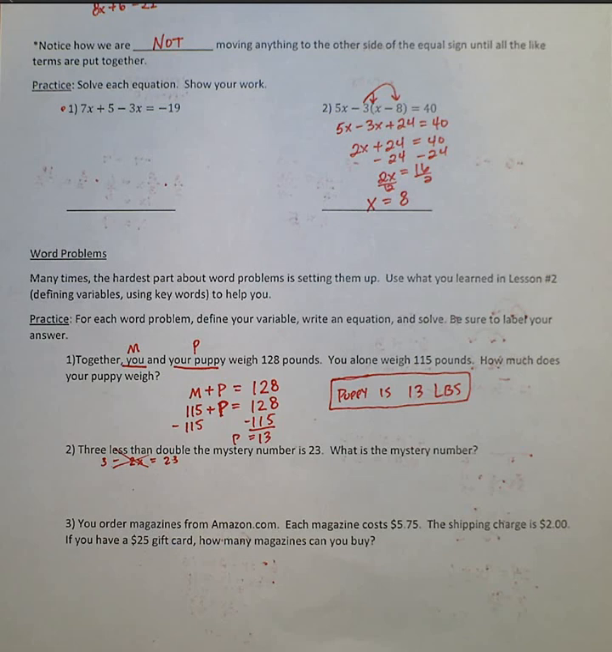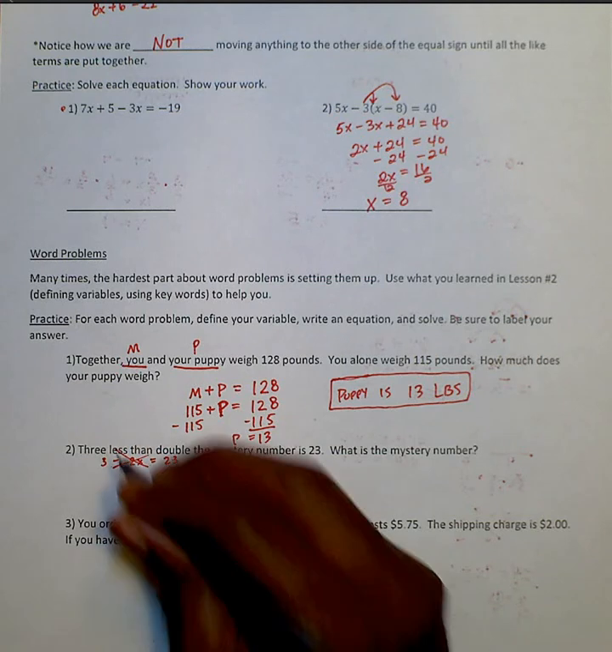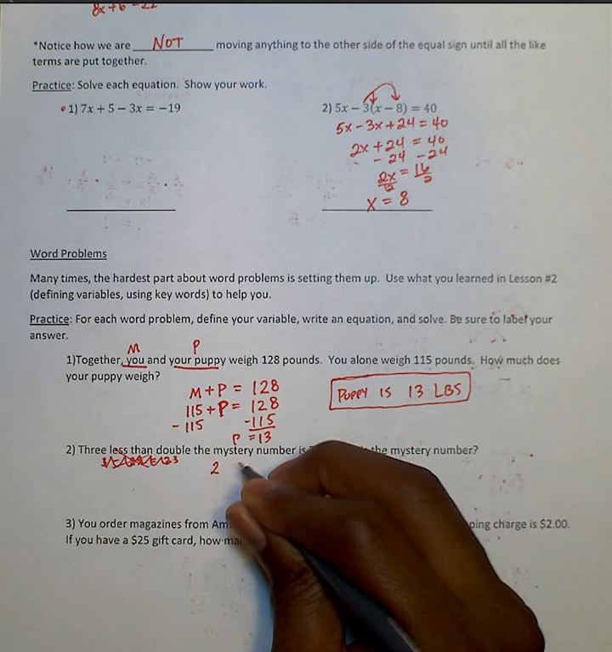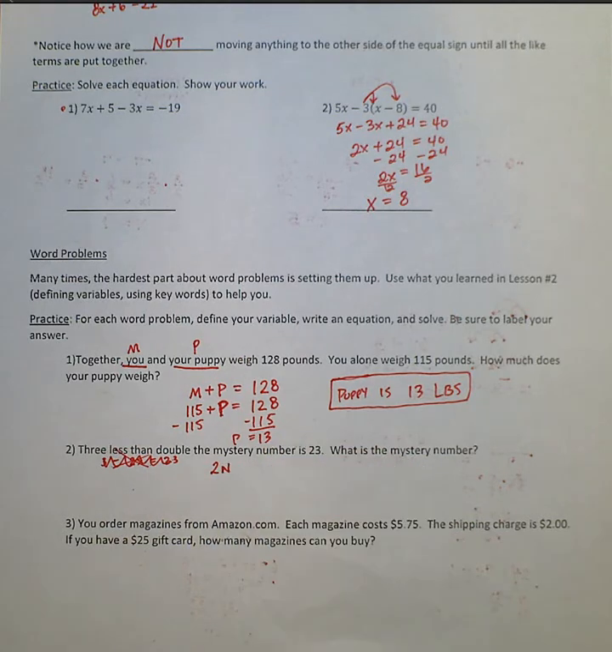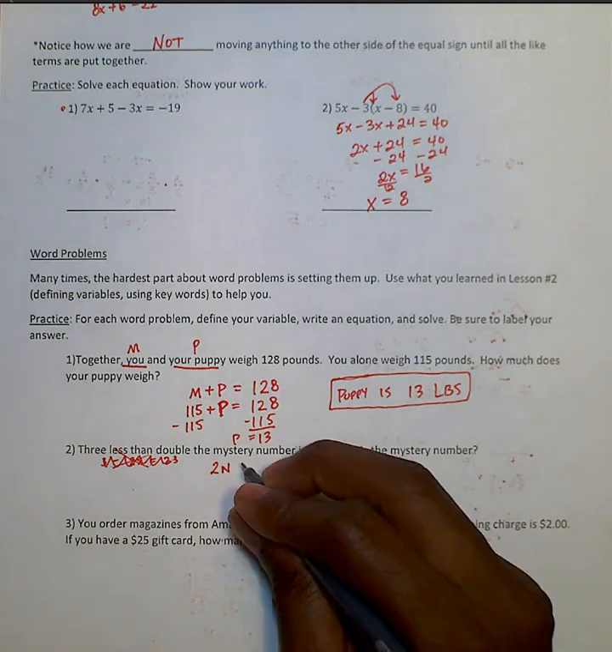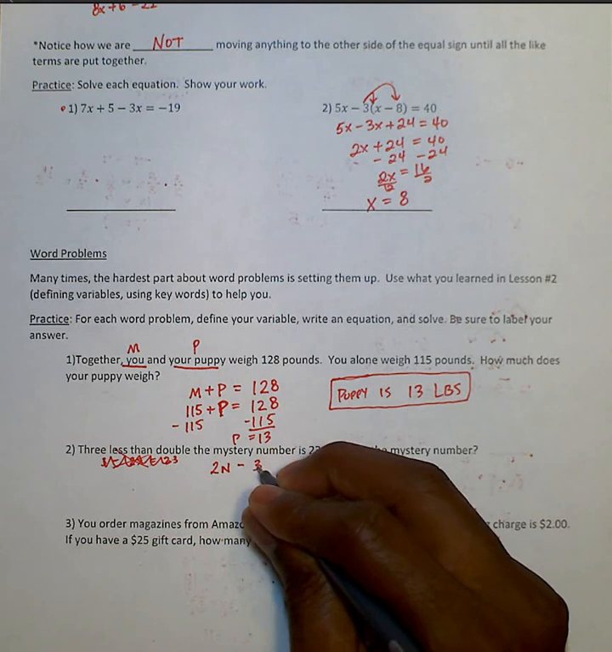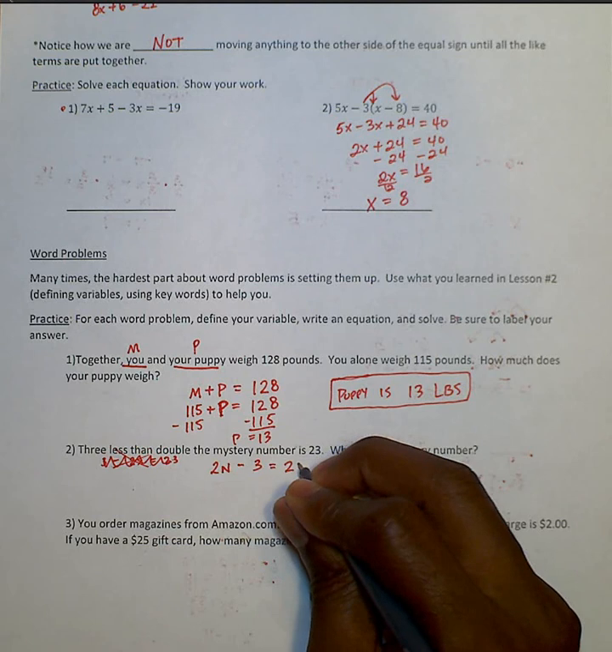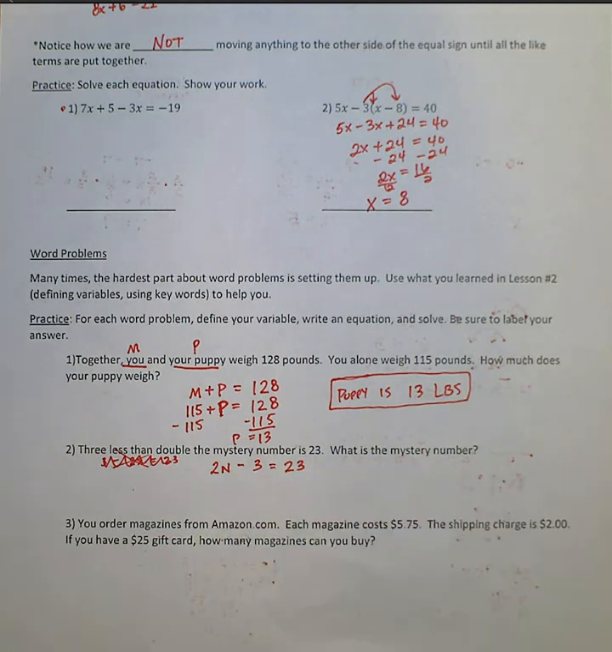Remember, especially with subtraction, we have to think a little bit more carefully. 3 less than double means we're taking 3 away from something. So we have to set it up as double a mystery number, which I'm just going to put N for number, minus 3. This is 3 less than double a number. Is 23. And so now I have my equation: 2n minus 3 equals 23.